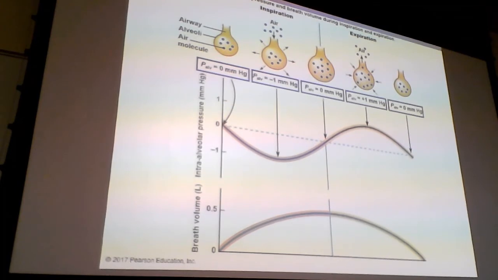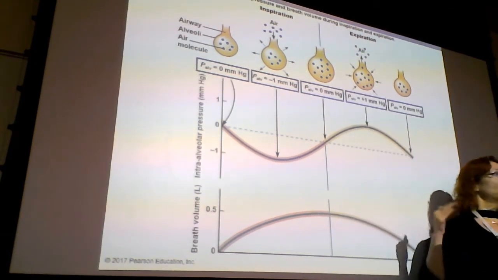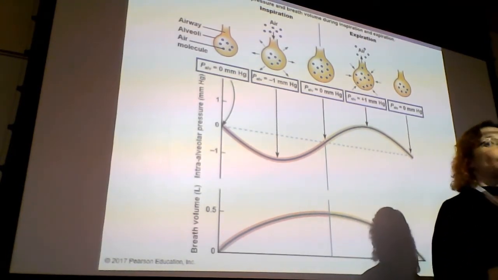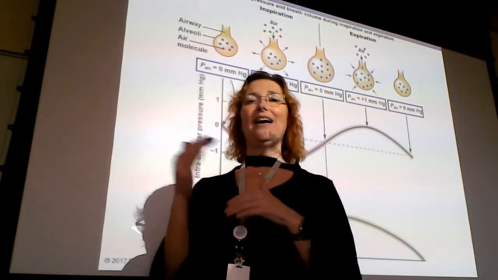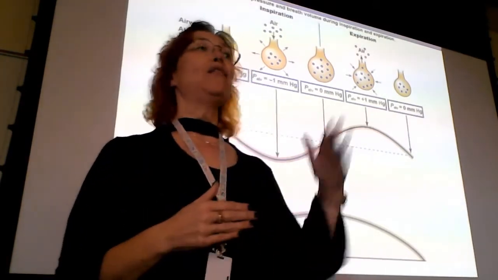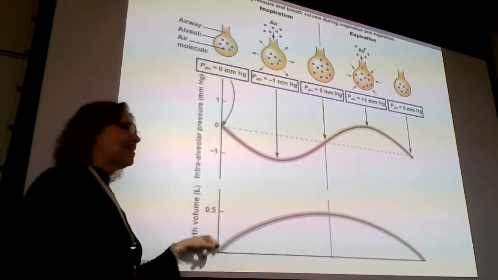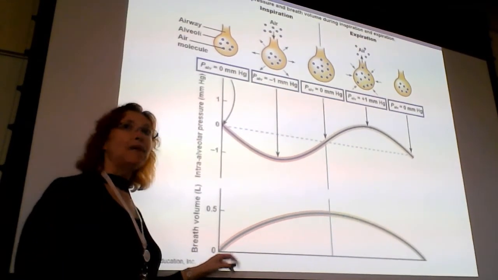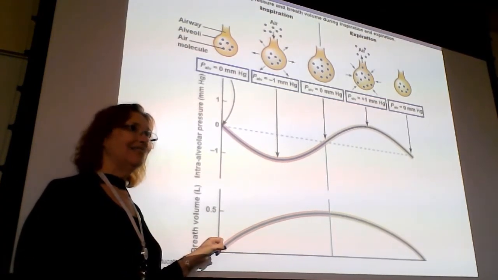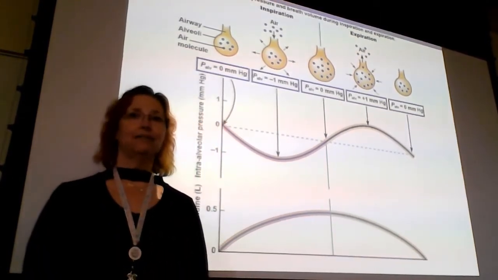If you go look at this on the internet, you're going to find some of these that are way more complicated, because in addition to looking at breath volume and intra-alveolar pressure, sometimes they include the transpulmonary pressure, so the pressure between the intrapleural space and the alveoli. Sometimes they include how the number of moles changes, and it gets complicated. Realize that this breath volume is an indication of moles, right? Because breath volume, how much air is coming in, is how many moles come in.